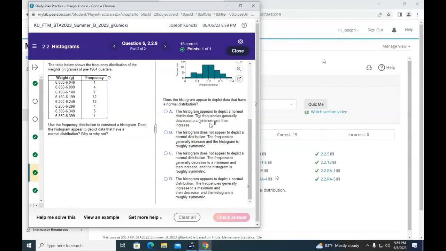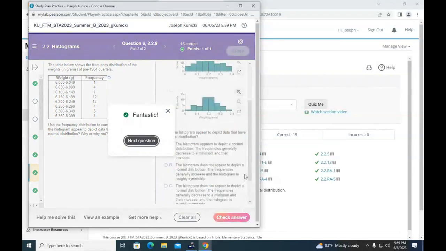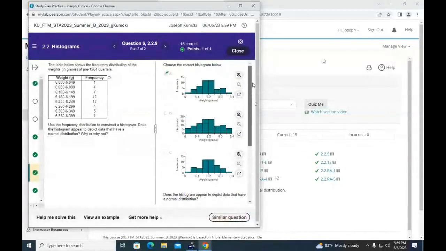See, the histogram appears to depict the normal distribution. The frequencies generally, no, that's decreased. Okay, D: the frequencies generally increase to a maximum and then decrease, and the histogram is roughly symmetric. So that's the only one that fits. So now they're saying it is. Well, they switched up their order. So you can see how it's a matter of six of one, half a dozen of the other sometimes. All right?